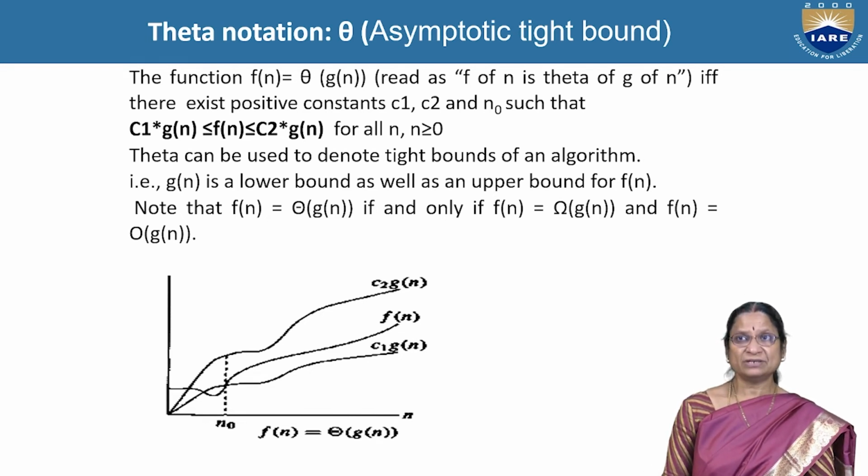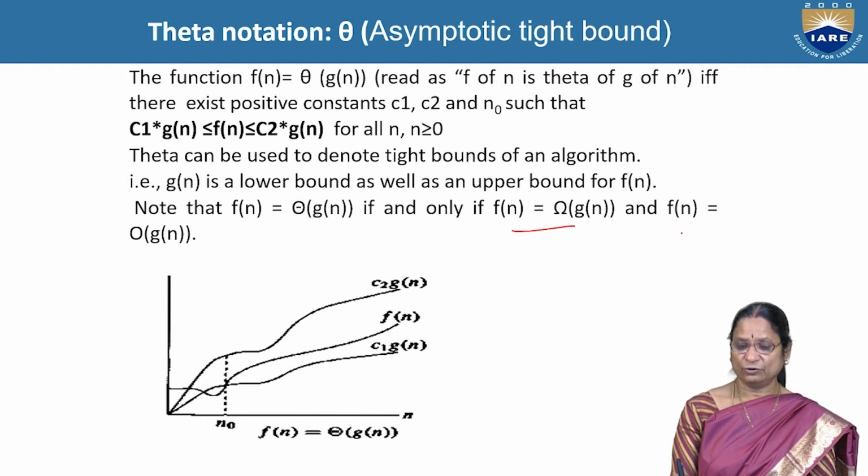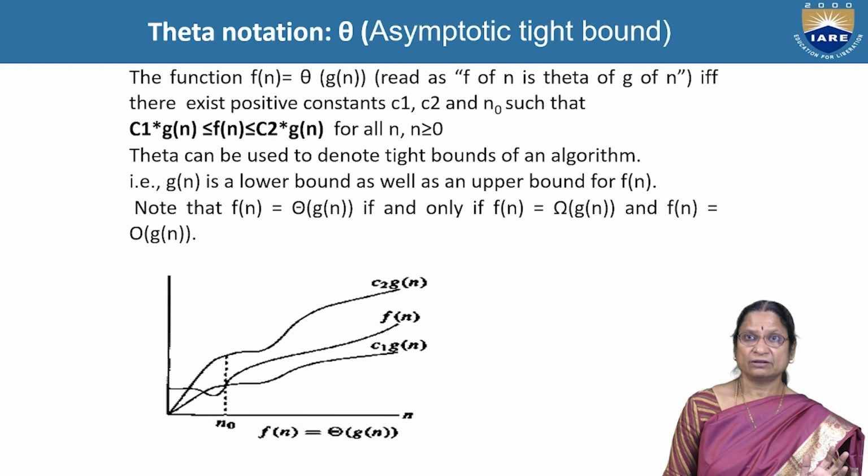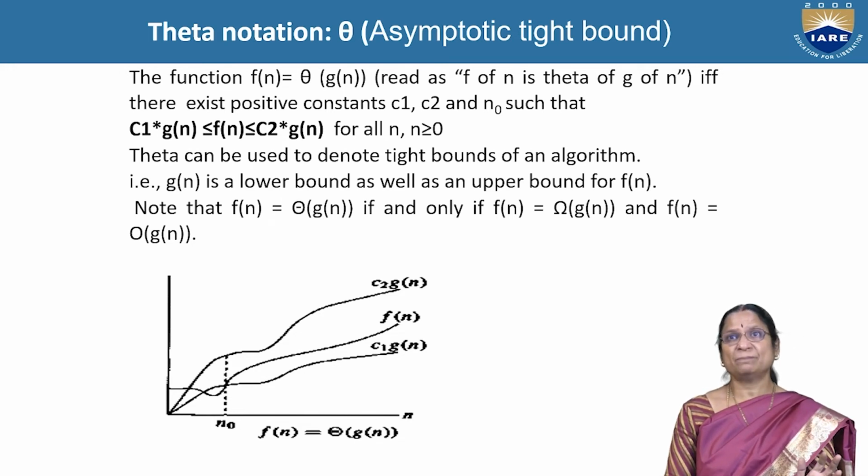So f of n is equal to omega of g of n and f of n is equal to big O of g of n. If both are equal, then we will represent them as theta of g of n. That is, if our upper bound value and lower bound value are equal, then we will call it a tight bound. Then in such cases, we can represent it by using theta notation.